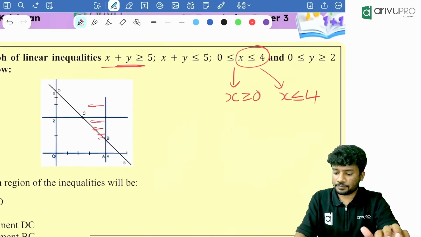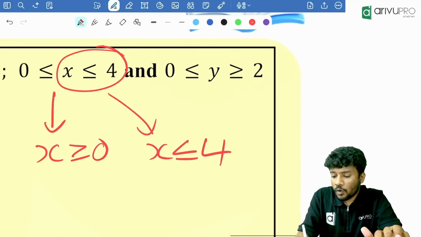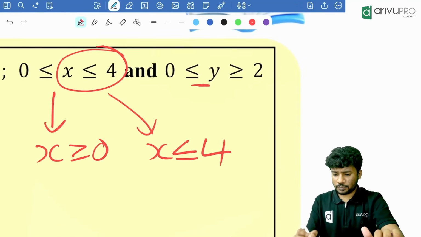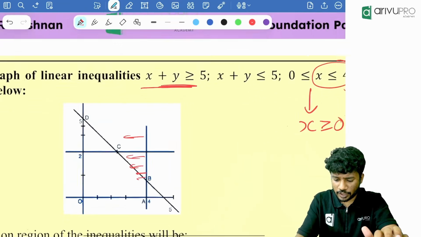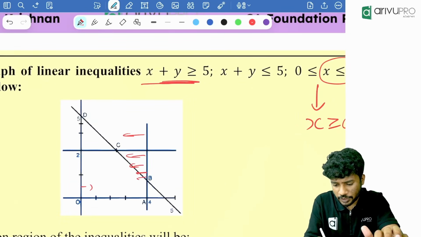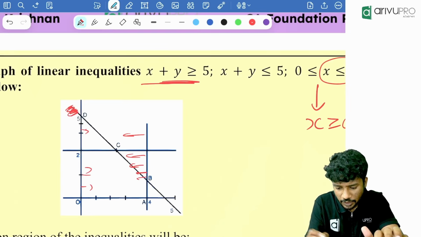Then y is greater than or equal to 0, that is also given. Greater than or equal to 0 means it should be going towards this direction. That means this area is not included.